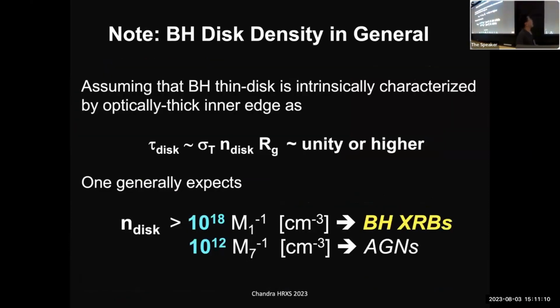So I want to make a quick note about the disk density. If we assume that the disk at the inner edge is optically thick, Compton thick, then by a simple argument, the disk density there should be on the order of 10^18, or maybe a little more, for a 10 solar mass stellar black hole. It's inversely proportional to the mass, so for AGN it goes down. So when I say high density disk, I'm referring to this 10^18 per cubic centimeter in the context of black hole X-ray binaries, not AGN.